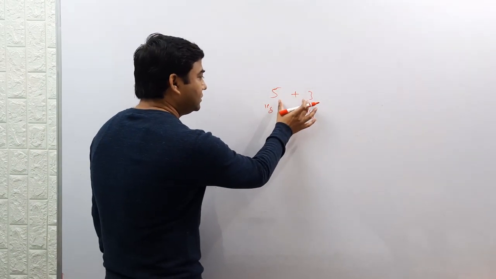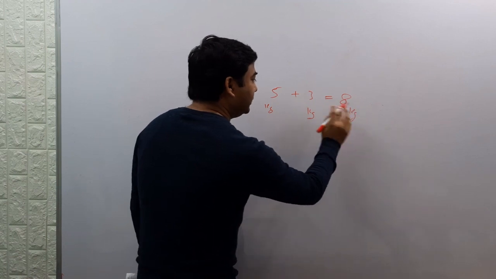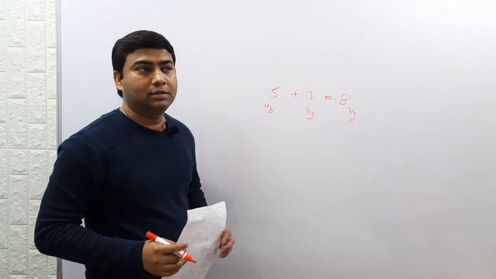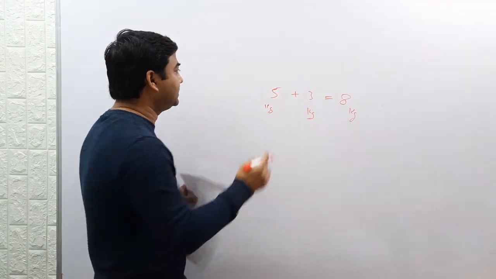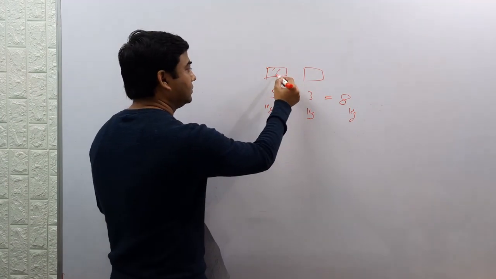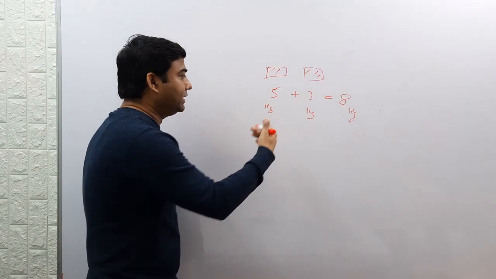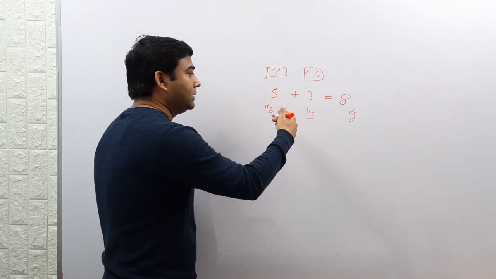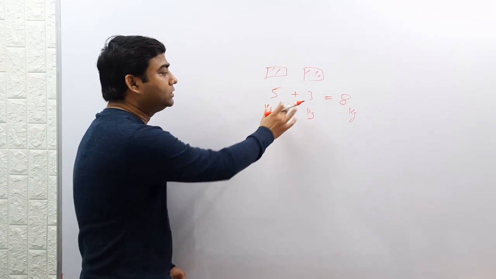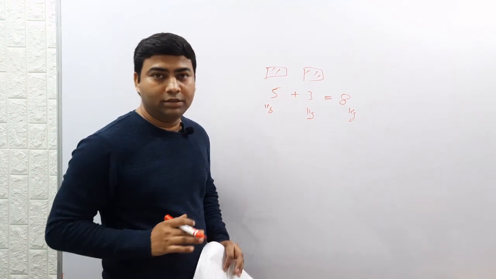We add these two masses to feel the resultant effect of these two masses. These are two different masses, one is 5 kilogram, second is 3 kilogram. So we add these two masses to feel the resultant or net effect or combined effect of both these masses. That is what we mean when we add scalar quantities.